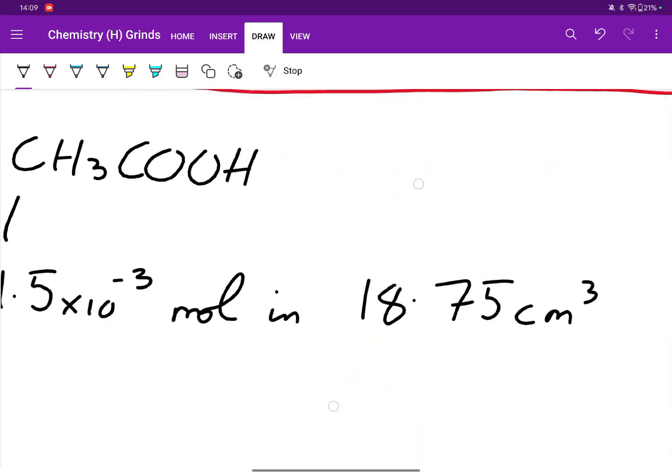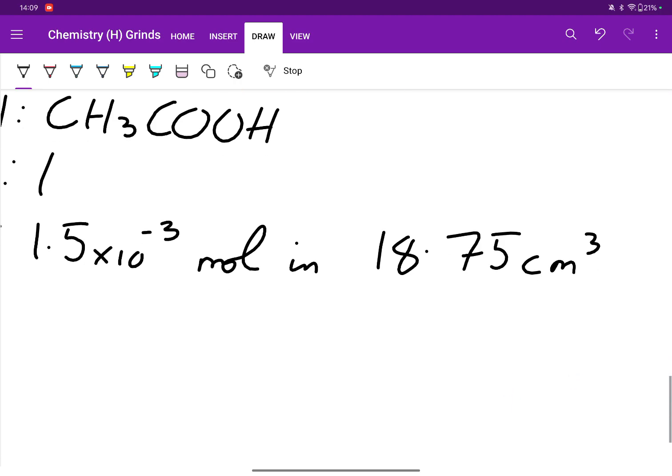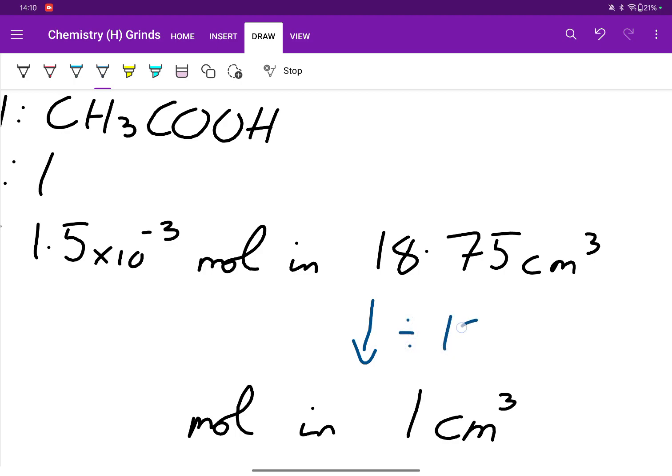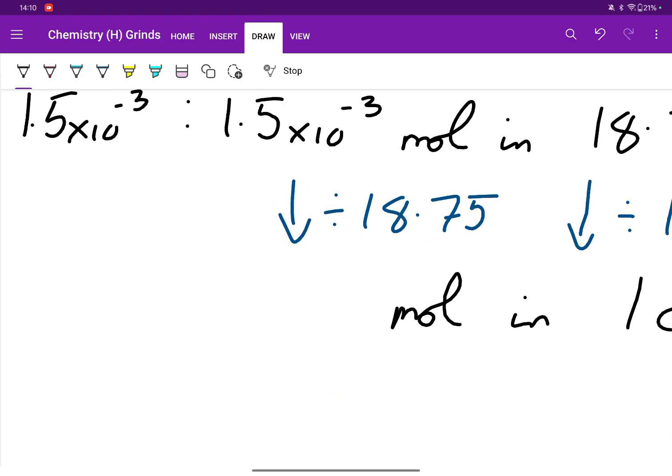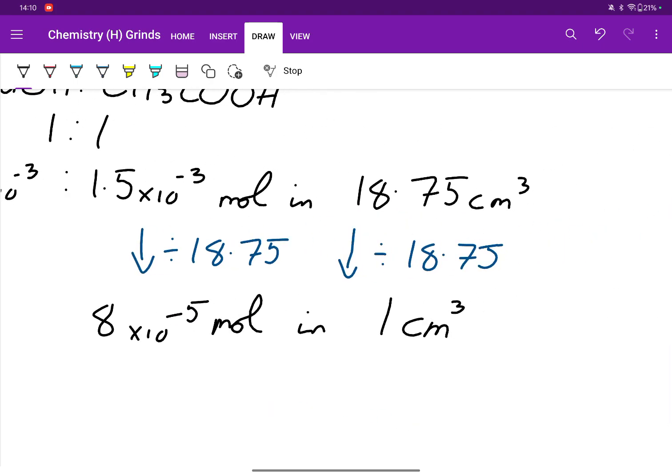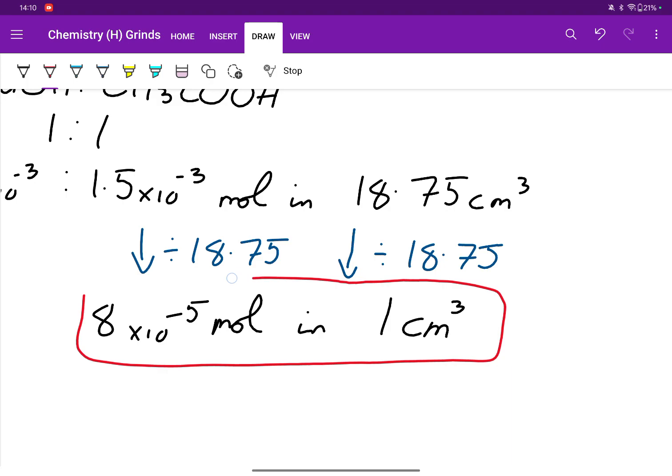So, 1.5 by 10 to the minus 3 moles in 18.75 centimeters cubed. We want moles in per centimeter cubed, so that's in 1. And to do that, we're obviously going to divide by 18.75, and divide by 18.75. And doing that gives us 8 by 10 to the minus 5 moles of ethanoic acid in 1 centimeter cubed.